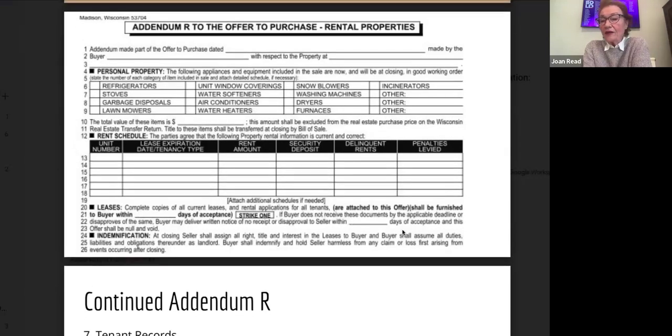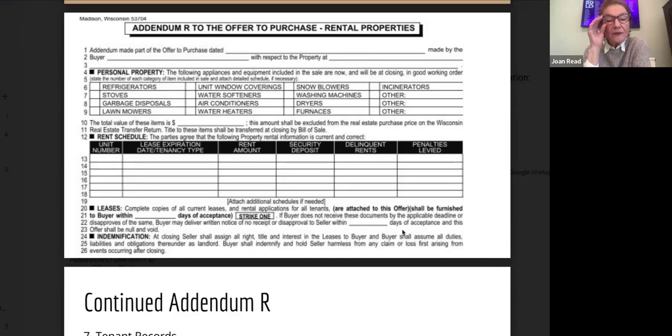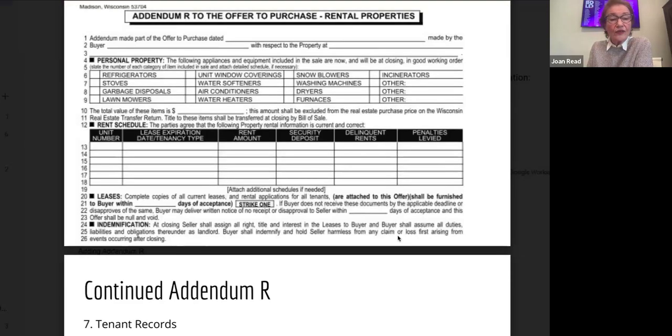The leases, you want to know what kind of leases there are. Complete copies of the current leases and rental applications for all the tenants are attached or shall be furnished within so many days of acceptance. That's very important if you're listing this multifamily, that you make sure that the tenant has this information and you can collect it, have it organized to give over to the new buyer, possible buyer. They have to know what kind of leases they are, if they're year leases, 3-year leases, month to month, and if there are any delinquent rents.